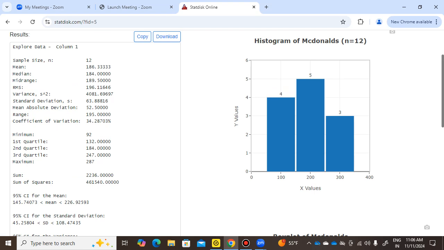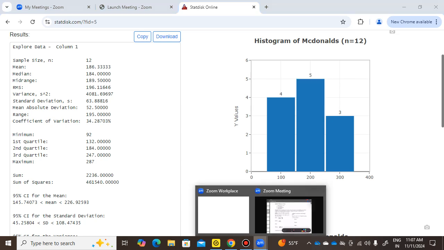The mode we'll get to. The mid-range is 189.5. For the mode, again, we can look at the class. These go from 50 to 150 to 250. So it'll be 150 to 250. That's one way of looking at it.